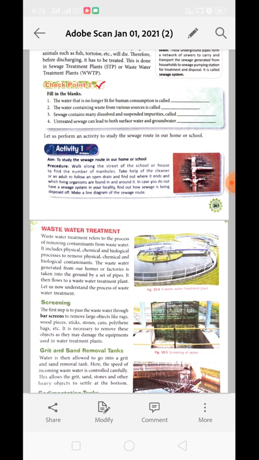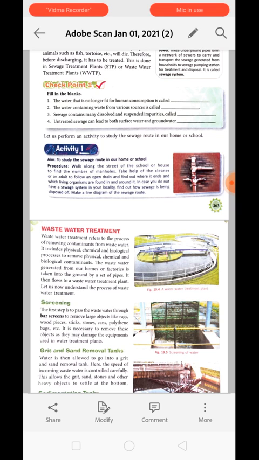Now see over here, we have an activity to do. In this activity, we have to study the sewage route in our home or in our school. For this, walk along the street of the school or house to find out the number of manholes. Take help of the cleaner and an adult to follow an open drain and find out where it ends, and which living organisms are found in it and around it. In case you do not have a sewage system in your locality, find out how sewage is being disposed of. Make a line diagram to show the sewage route.